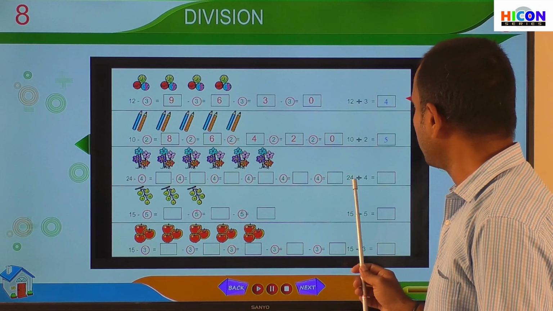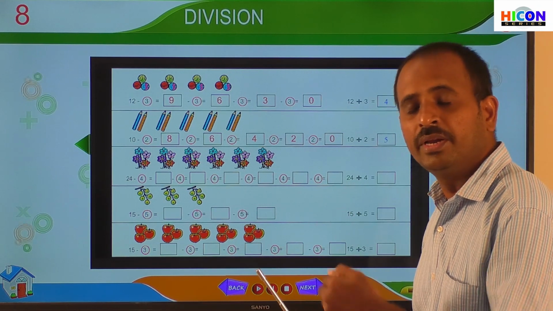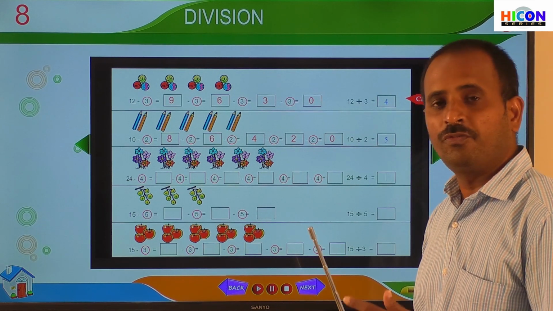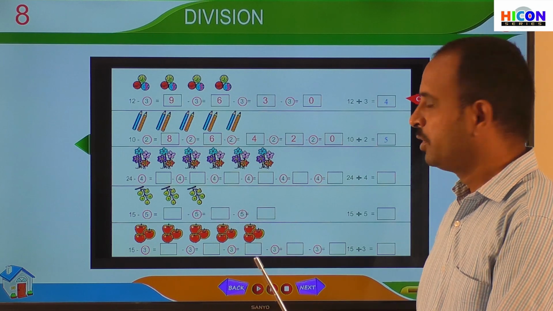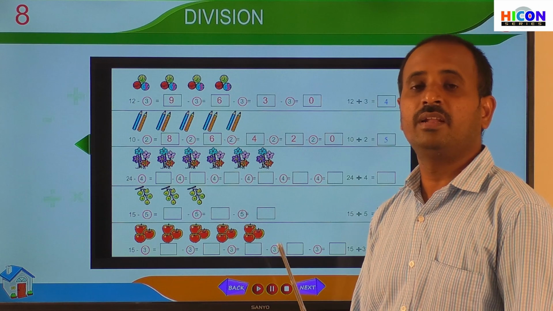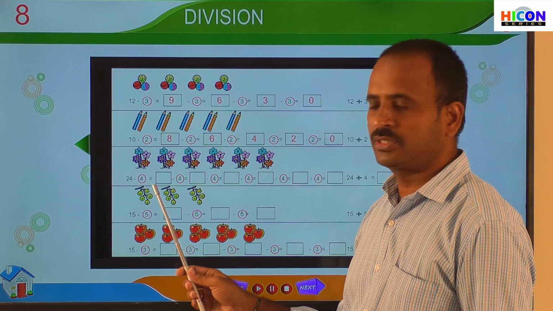That means you have to subtract 4 from 24 repeatedly until you get 0. If you finally get 0, then count the number of times you have subtracted 4 until you get 0. The number of times will be the answer. So children, look at the picture.